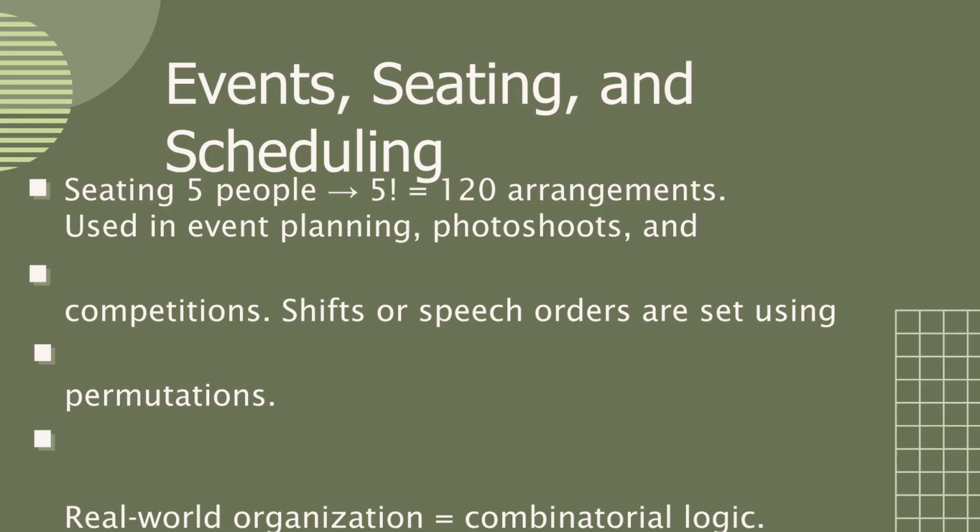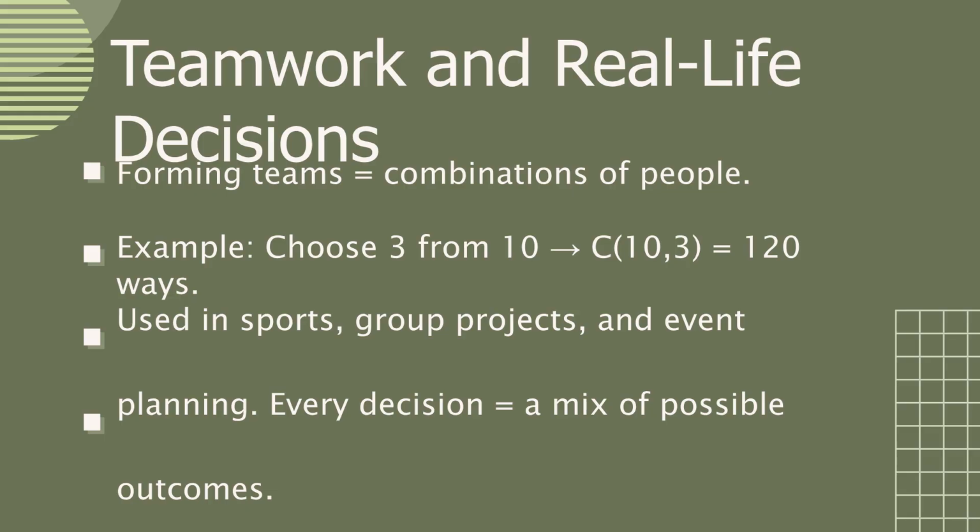Events and scheduling use permutations. Seating 5 people has 120 possible arrangements. Shifts or speech orders are set using this combinatorial logic for real-world organization. Forming teams relies on combinations. For instance, choosing 3 people from 10 can be done in 120 ways. PNC helps in event planning and group projects, reflecting how decisions are a mix of possible outcomes.